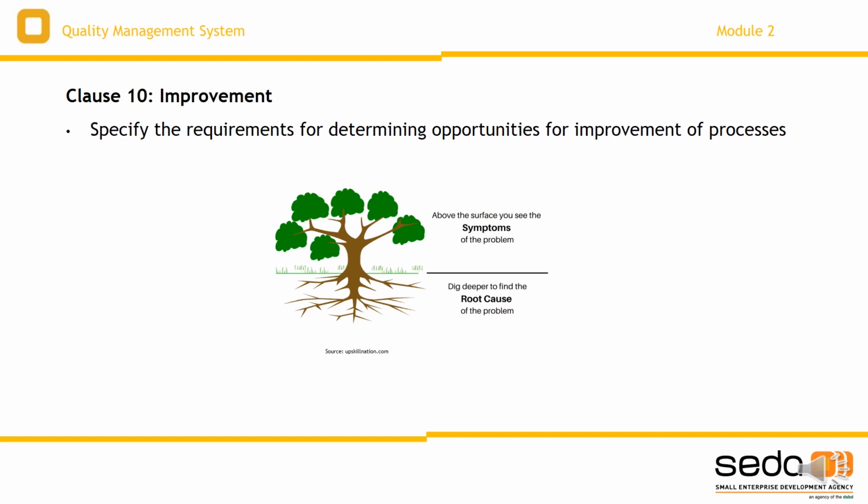This clause basically tells us what to do when things go wrong with your processes and how you can identify opportunities for improvement. Say the product you manufacture does not conform to customer specifications, or your customers complain about your services. How do you solve this, and how do you ensure that these problems do not get repeated in your organization? Let's have a look at the video in the next slide on how you can solve your problems using what we call the Firewise technique.